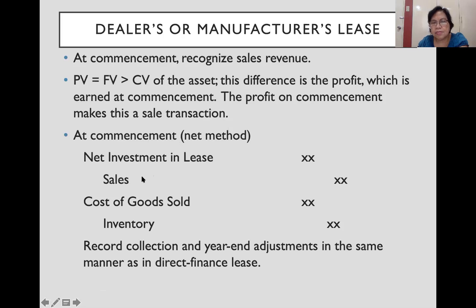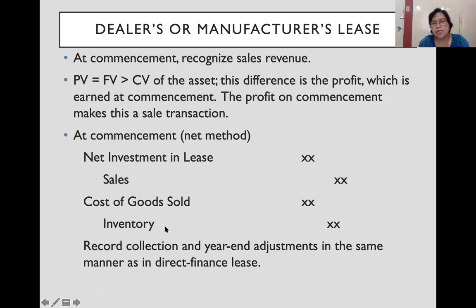Therefore, at commencement, our entry is to debit net investment in lease, credit sales, if the company uses the net method. If the company uses the gross method in accounting for the financial asset, then debit finance lease receivable at gross, credit sales at net. The difference is your discount on finance lease receivable.